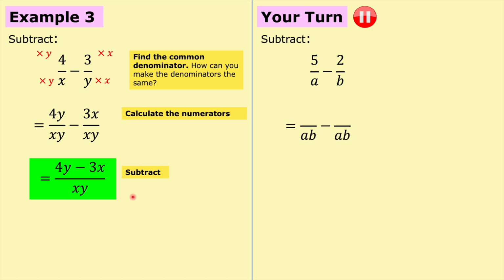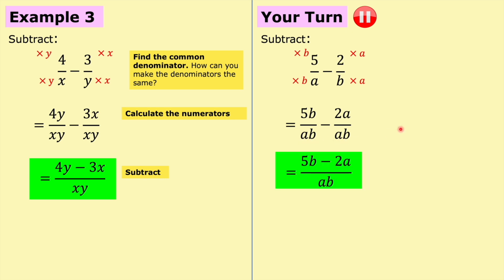So we need to find our common denominators, and we were thinking, well, how can we change the denominators a and b to be the same? Well, I can times the a by b and I can times the b by a to get ab on the bottom. So I've times the a by b, which means I need to do the same to the top to get 5b on the top of our first fraction. I've times the b by a, meaning I'll need to times the top by a as well to get 2a. I've got the same denominators, so I can go ahead and write this out as one fraction to get 5b subtract 2a over ab, and we can't simplify that any further. So well done if you got that correct.